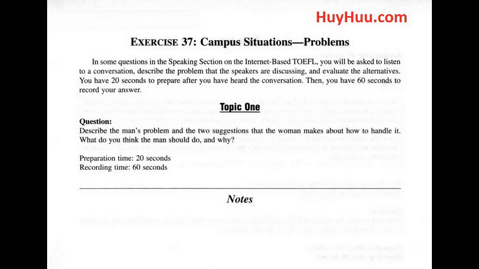Describe the man's problem and the two suggestions that the woman makes about how to handle it. What do you think the man should do and why? Please prepare your answer after the beep. Please begin speaking after the beep.